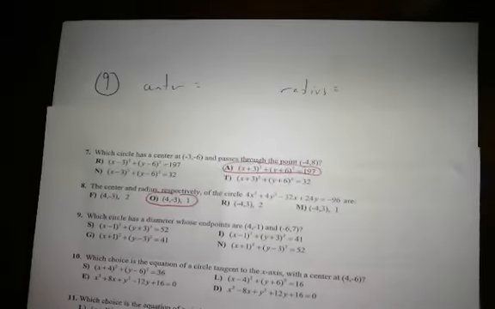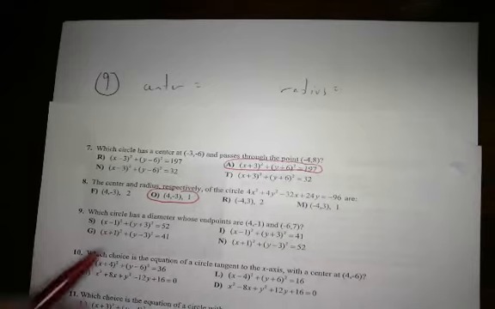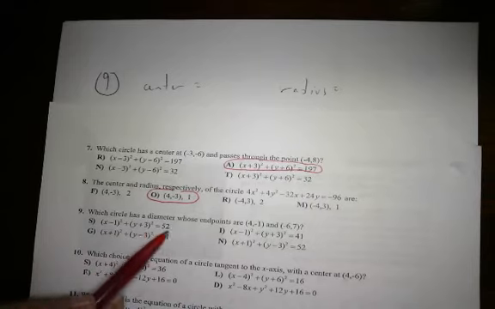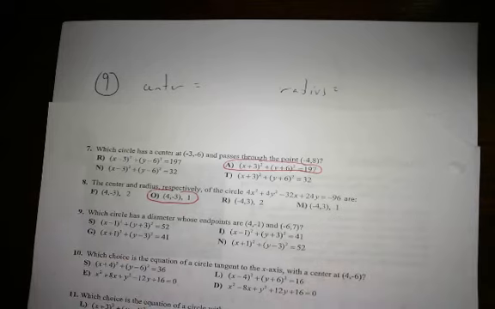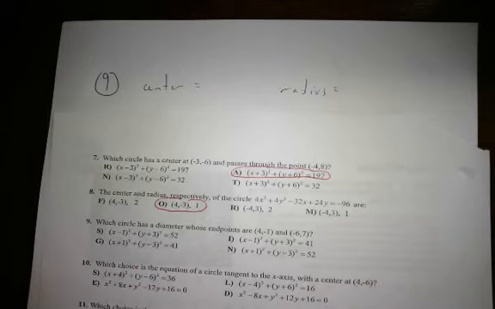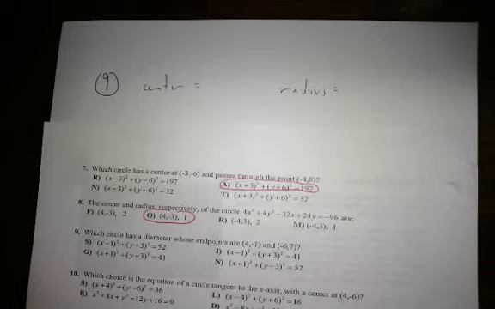The next one, number 9. Okay, this one was one of the more challenging ones because if you look at the problem, it says which circle has a diameter whose endpoints are 4, negative 1, and negative 6, 7. Okay, now we're not given either the center or the radius, which are the 2 things we need. So we have to think about in what ways can we get the center and the radius.